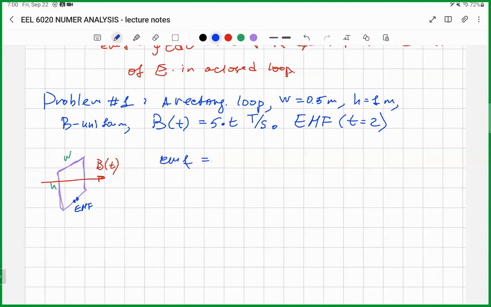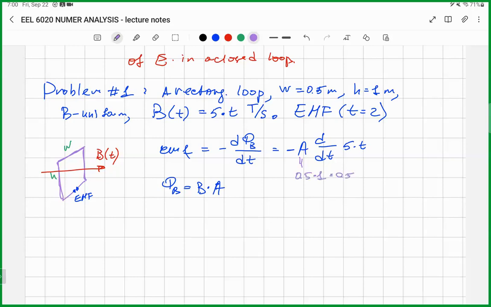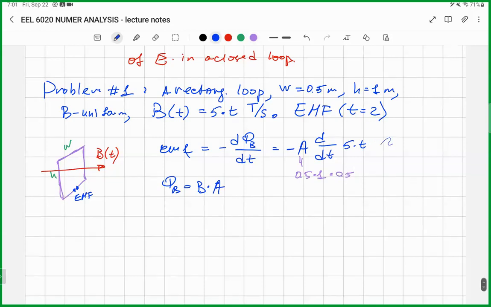So the electromotive force by definition is minus dΦ_B, the magnetic flux, over dt, right? The magnetic flux here is simply the magnetic field times the area of this loop. The area doesn't change, so let's take it out, and we have d over dt of the magnetic field. The magnetic field is 5t, right? The area is equal to 0.5 times 1, which is 0.5. 0.5 times 5 is 2.5, and dt over dt is 1. So the answer is minus 2.5.